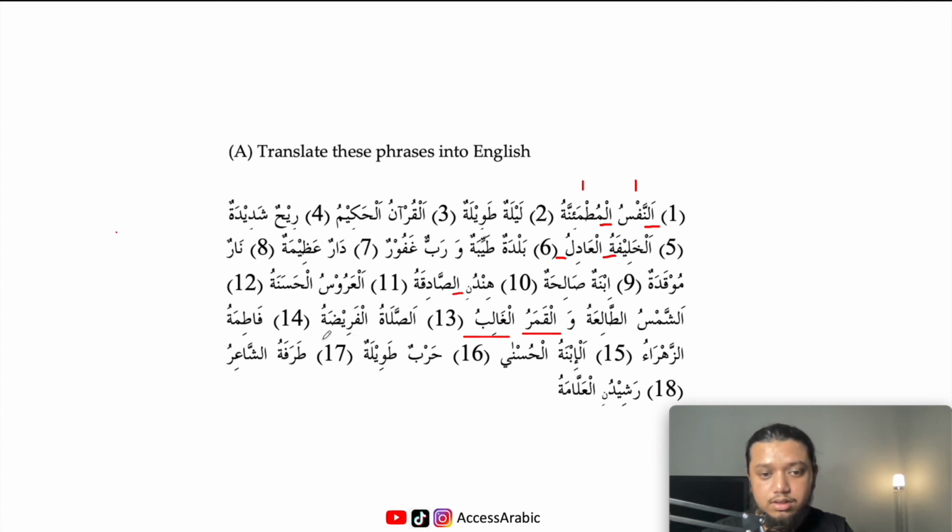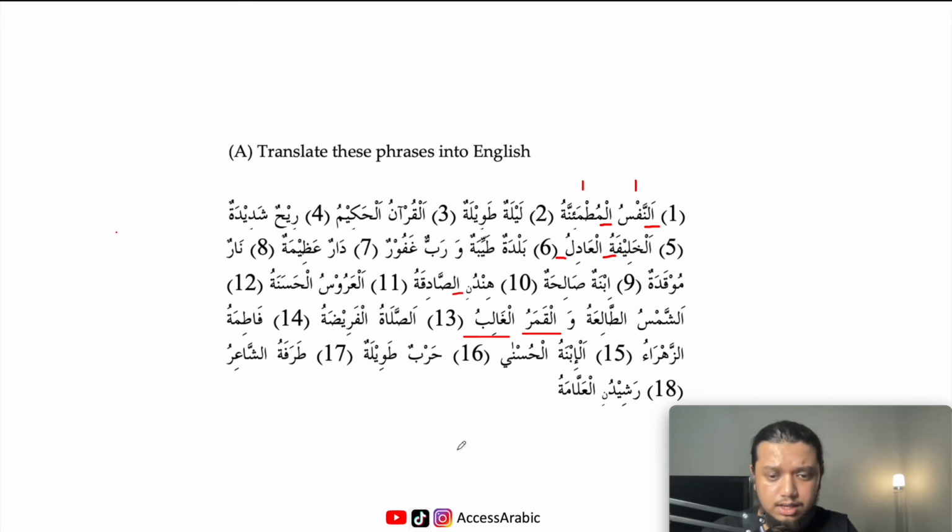As-salatul faridah is number 13, which means the obligatory or the compulsory salah. As-salah is compulsory 5 times a day. Number 14 is Fatimat az-Zahra. Fatimat az-Zahra. This is Fatima the Radiant. This name refers to the daughter of the Prophet Muhammad sallallahu alaihi wasallam.